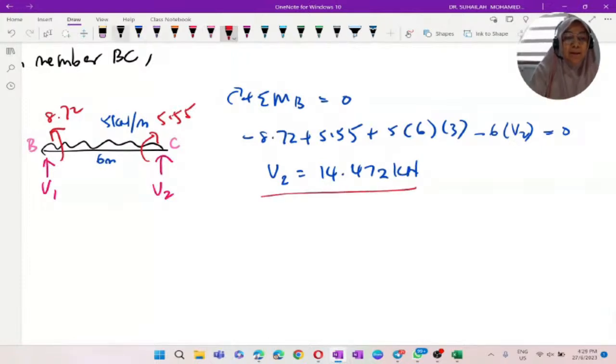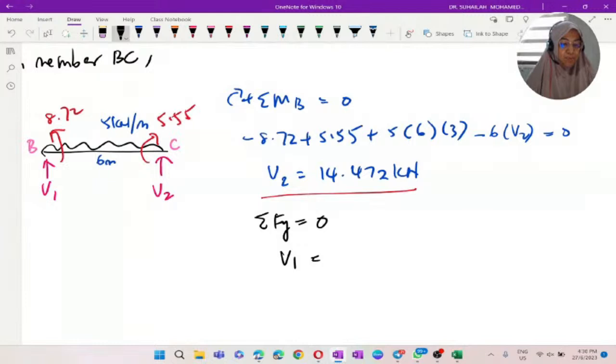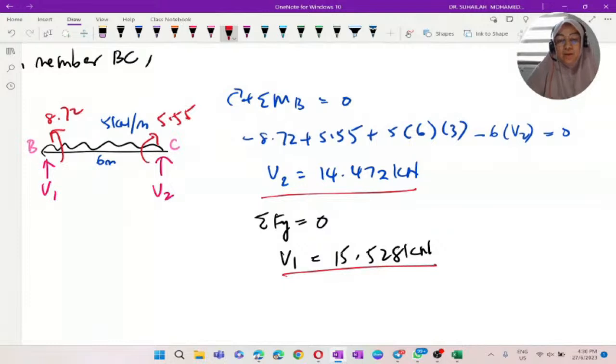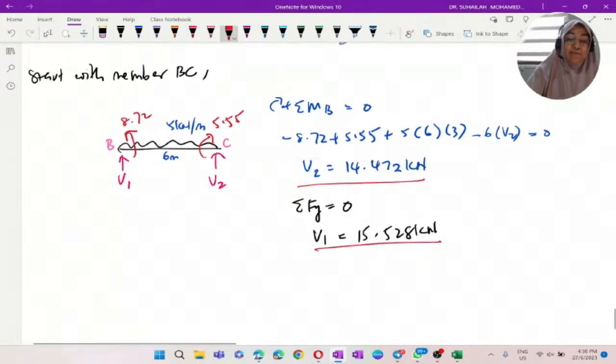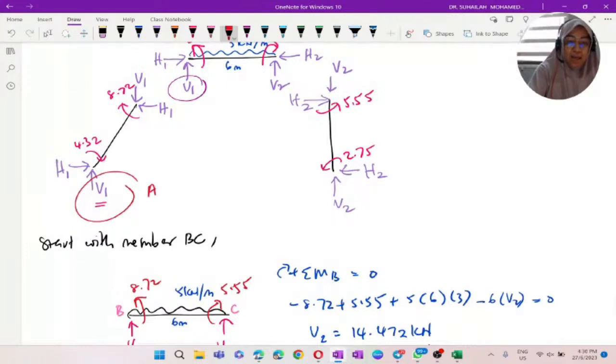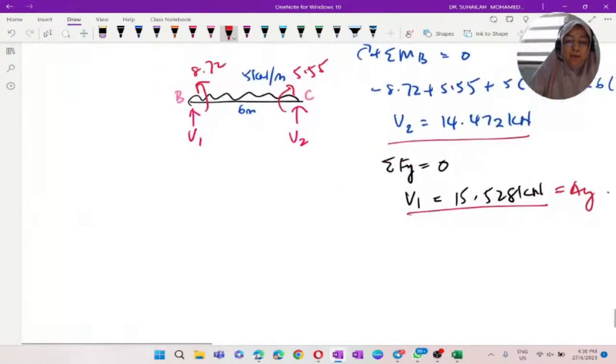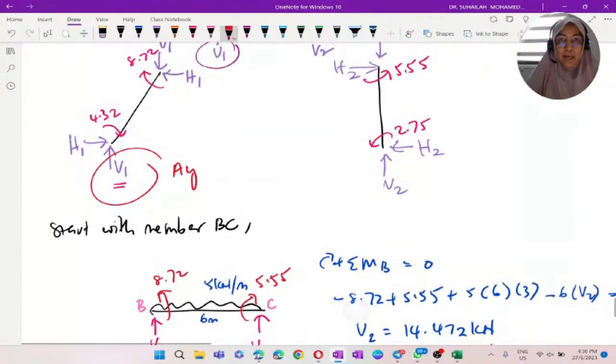This is V2. After that, we just need to apply total Fy equal to 0, so we will get V1. V1 is 5 times 6, minus 14.472, so this is 15.528 kilonewton. So we get V1, and from the diagram, this V1 is actually AY.